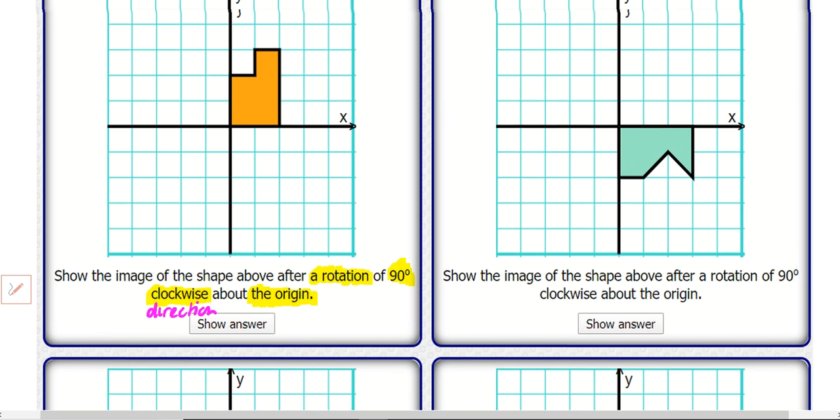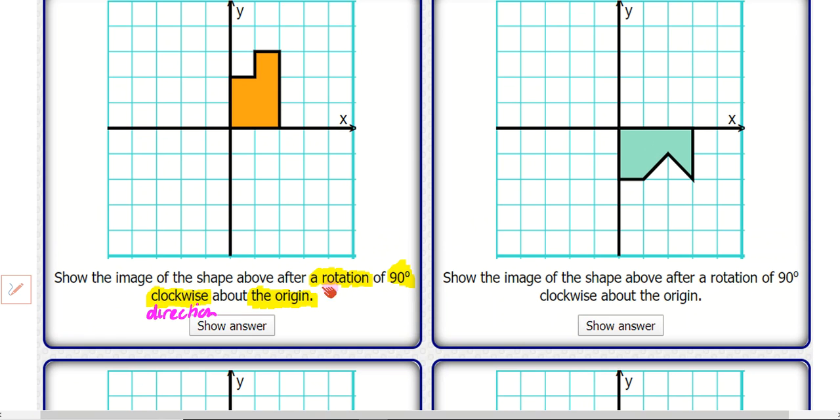We're going to do a rotation of 90 degrees clockwise about the origin. So do you know what the origin is? 0, 0. So the origin is this. Now, if it wasn't the origin, it could be another point. But quite often at this stage, it's just the origin. How do we know what it looks like?